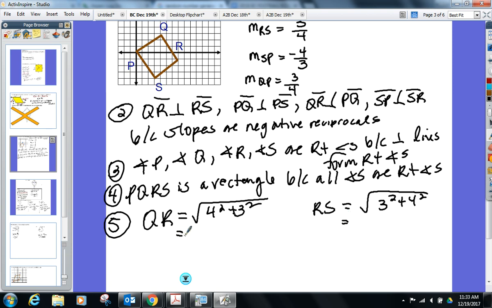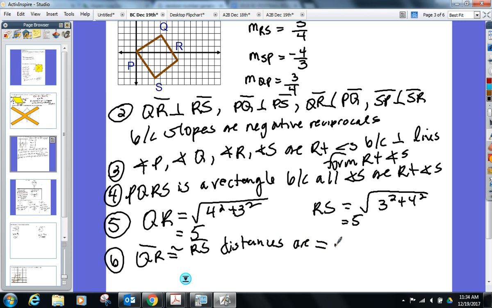What the distance is. What do you got for me? 5. Square root of 25. Everyone getting that? Which would be 5. So yes, the distance is 5 units. So what do you now know about RS and QR? Can't tell me it's a square yet, but what do you know about QR and RS? Congruent, perfect. QR congruent to RS because distances are equal.